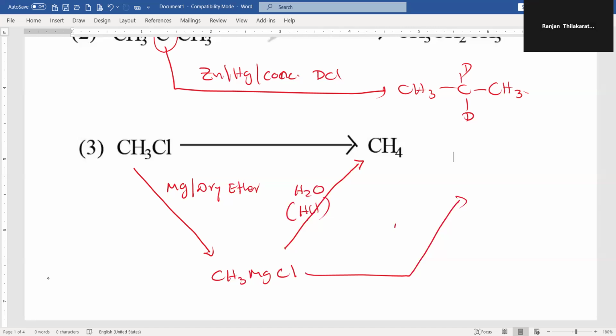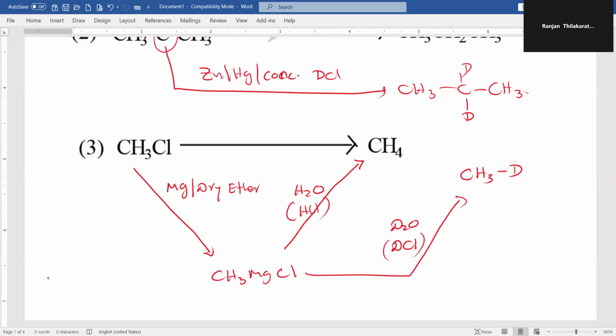And here also you can use D2O, deuterium oxide, which is same as water. Then you will get CH3D, with another D atom attached to that. Instead of this D2O, you can add DCl. Then you will get the same product. Not both, right? One of them is enough.